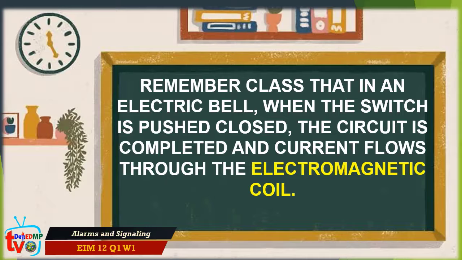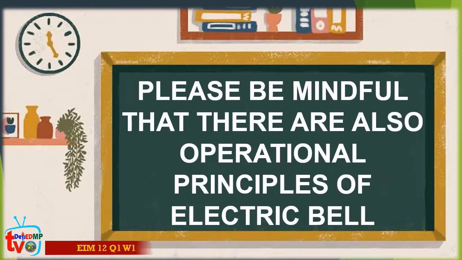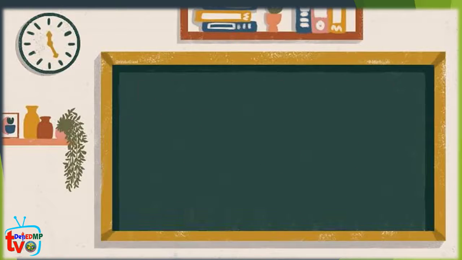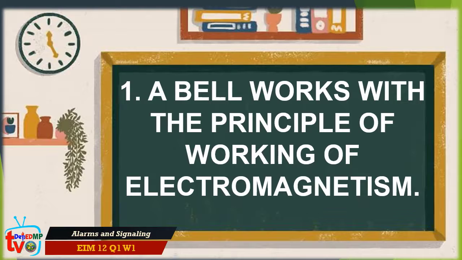Remember, class, that in an electric bell, when the switch is pushed close, the circuit is completed and current flows through the electromagnetic coil. Please be mindful that there are also operational principles of the electric bell. A bell works with the principle of electromagnetism.